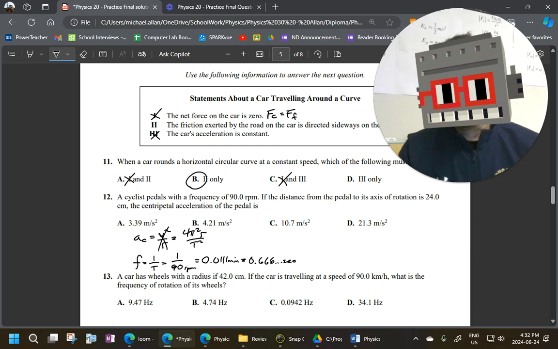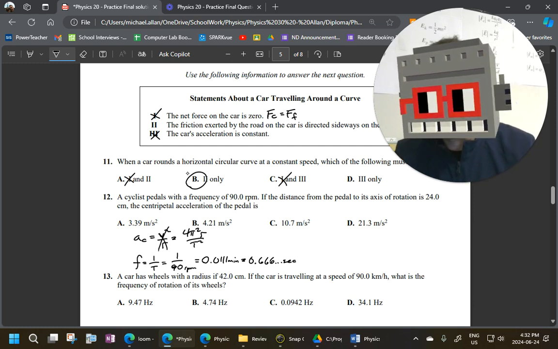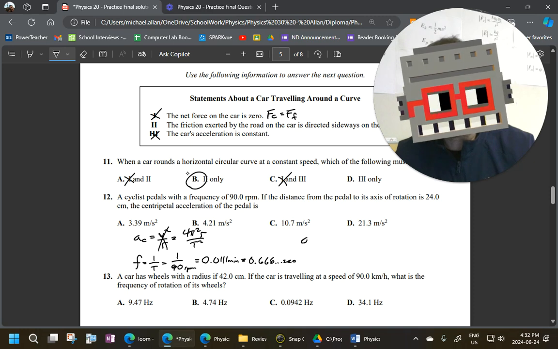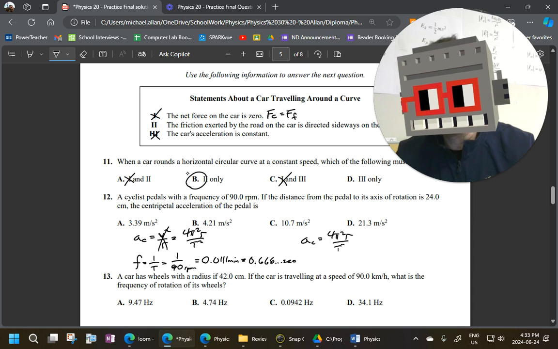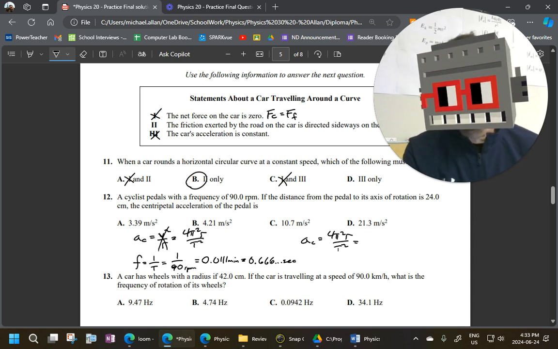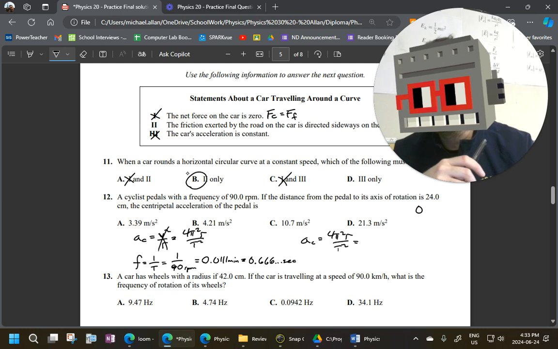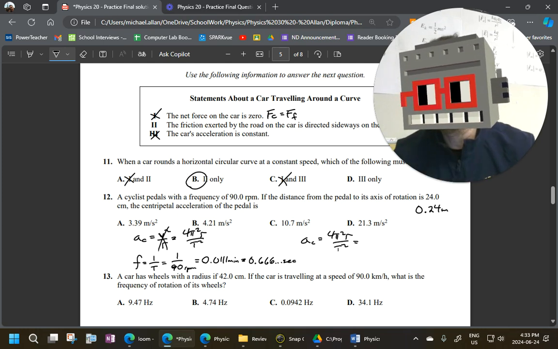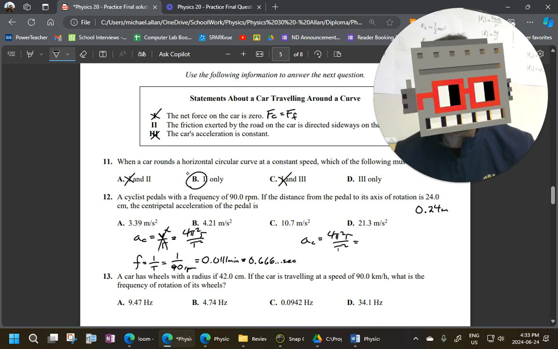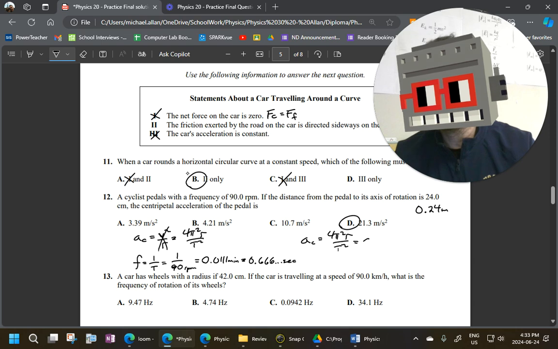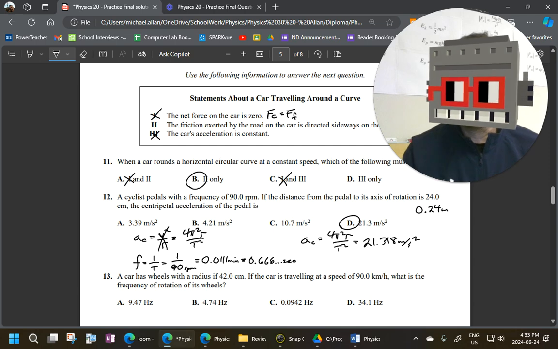Okay. So now we have the period. Now I can go over here, got the radius. Okay, so I can find my acceleration. My acceleration is going to be 4 pi squared r over t squared. Just making sure I change the r, 24 centimeters, to 0.24 meters. Right? So 4 times pi squared times 0.24 divided by period squared, and I get 21.3 meters per second squared. Cool.